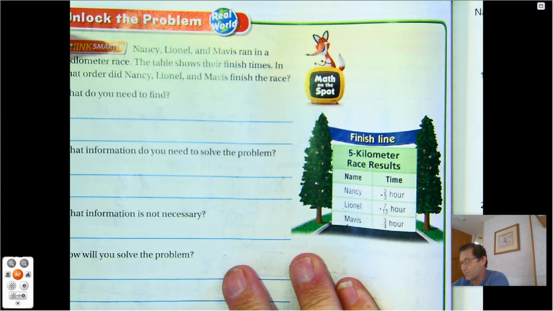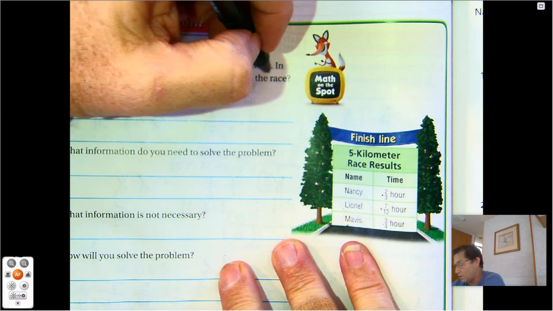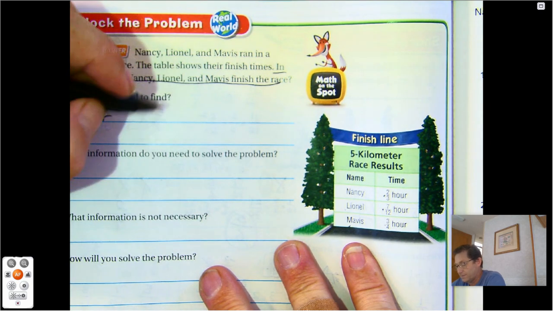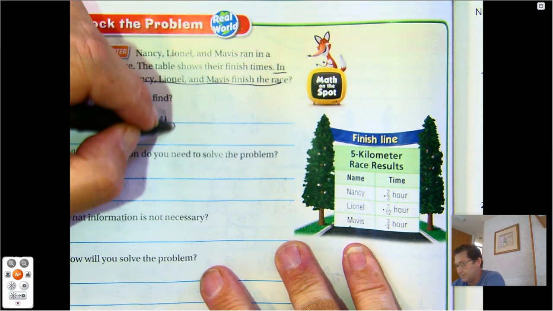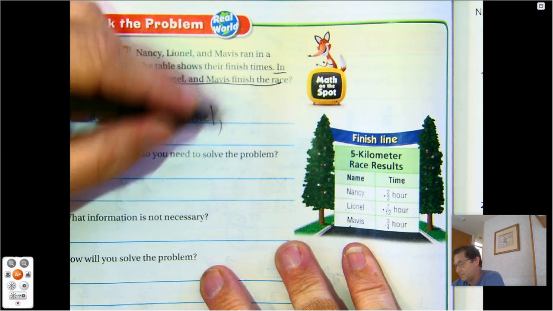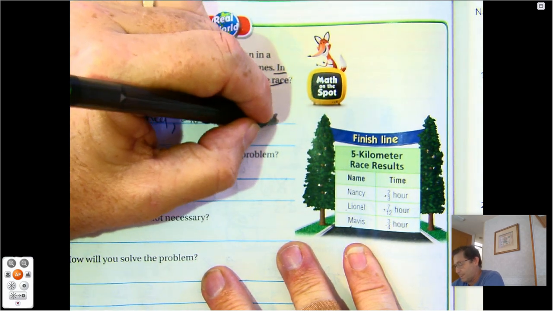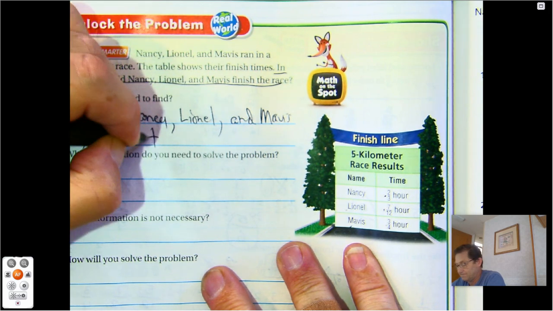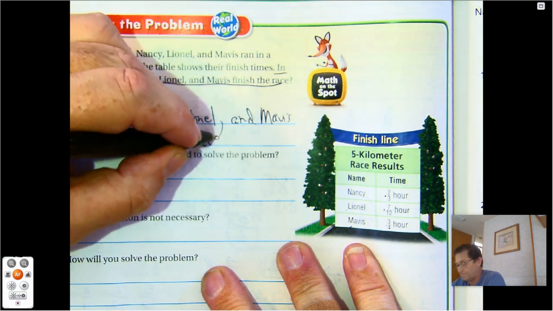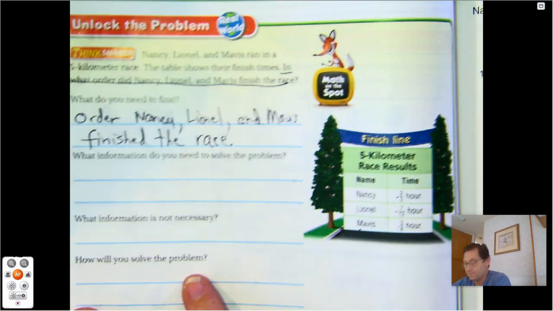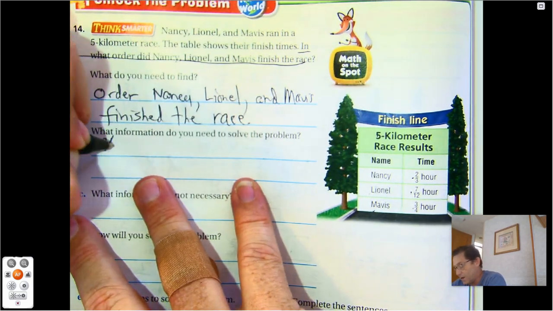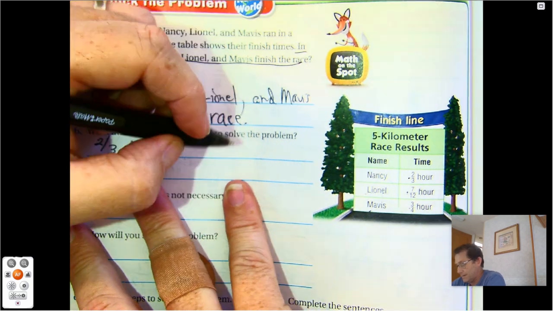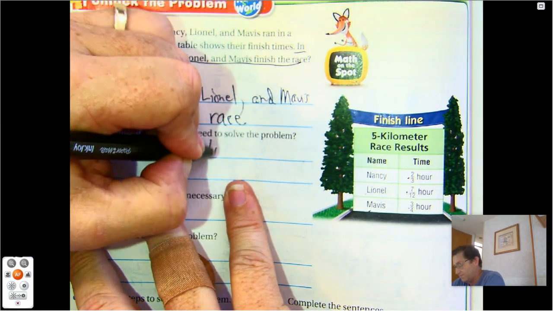So what do we need to find? We need to find the order Nancy, Lionel, and Mavis finished the race. What information do I need? Well, I need 2/3 hour, I need 7/12 hour, and 3/4 of an hour.